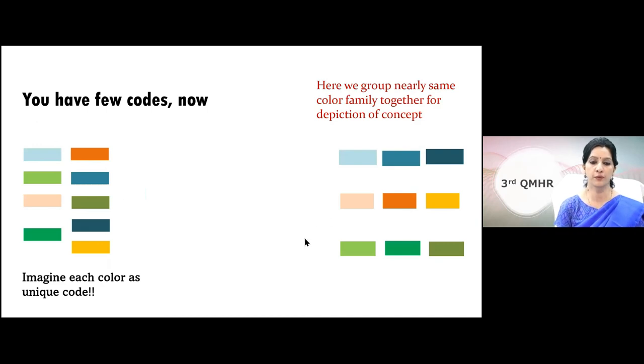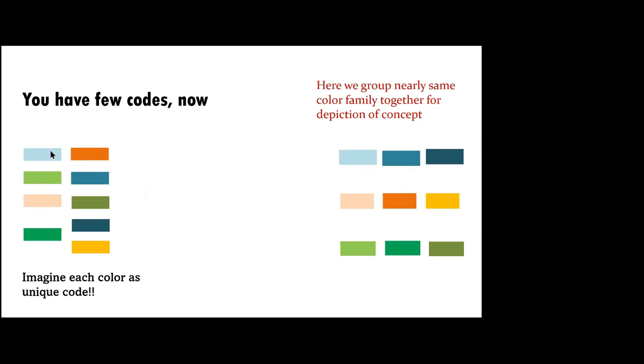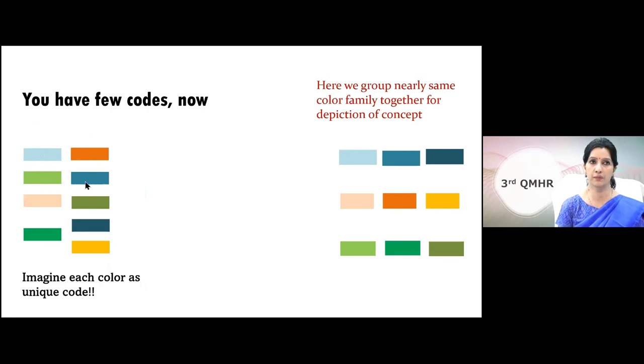So now I have got a few codes. Imagine each color as a unique code. This is a light green; these are shades, we have tried to show it with colors initially. This is the orange, this is blue, green, again blue, and this is yellow. Now we have grouped those of nearly the same shade. These three you can imagine as the same shade. Similarly, the peach, orange, and yellow are of the same shade, and then these are the shades of green. So here we have tried to form a category. These were the open codes, and based on that I have framed a category.